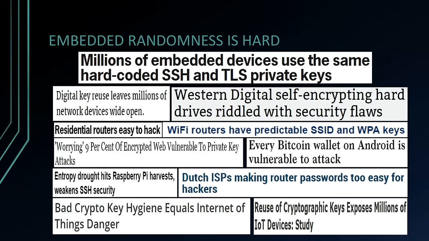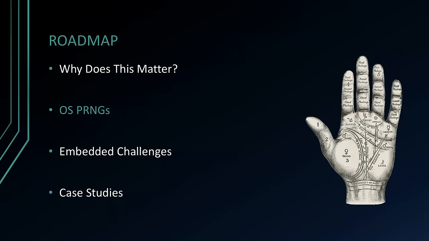For the random number generators, which we specifically work on, you can see there are already problems. For example, millions of embedded devices use the same hard-coded SSH and TLS keys, which made some noise in the media. So, the OS random number generators.